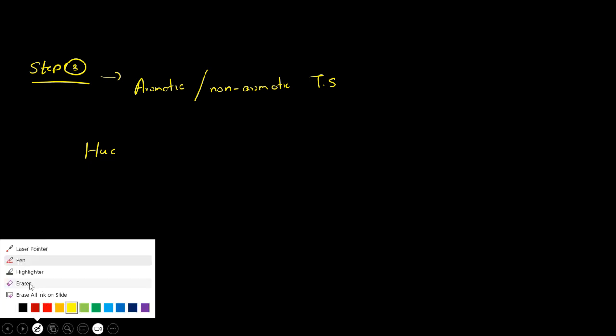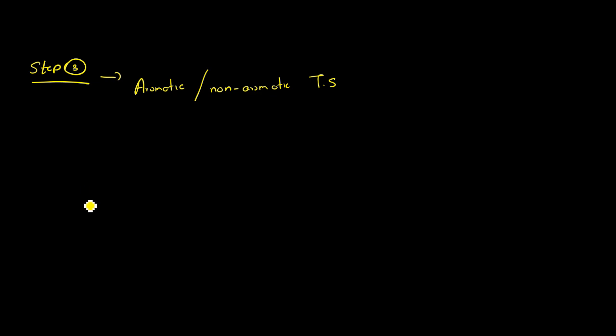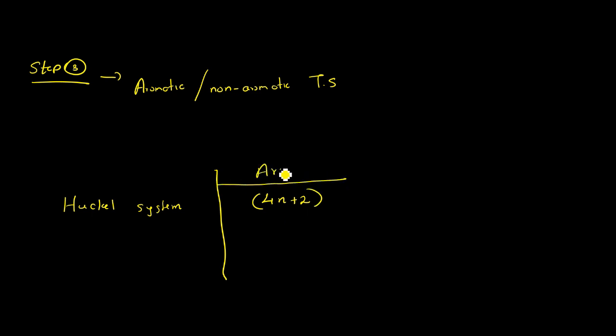Right here, our system is a Huckel system, which means you have no phase inversions. So in that case, you must apply the 4n plus 2 rule if your transition state is aromatic. The 4n rule applies when your transition state is non-aromatic.